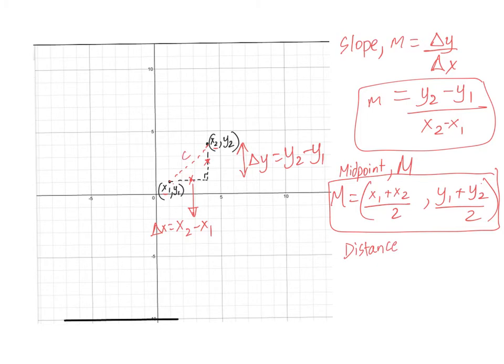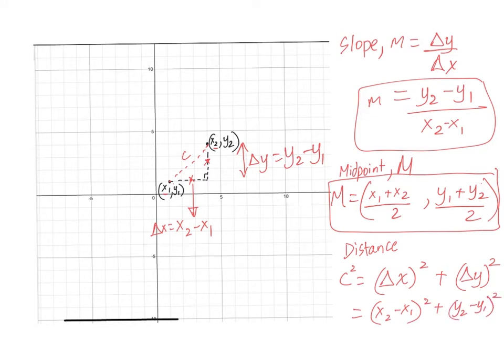So the distance c is actually, using Pythagoras' theorem, delta x squared plus delta y squared, right? So if you plug it in, you get x2 minus x1 whole squared plus y2 minus y1 whole squared. And that's c squared. So if I need c, the distance, I'll have to take the square root. So you get three formulae.